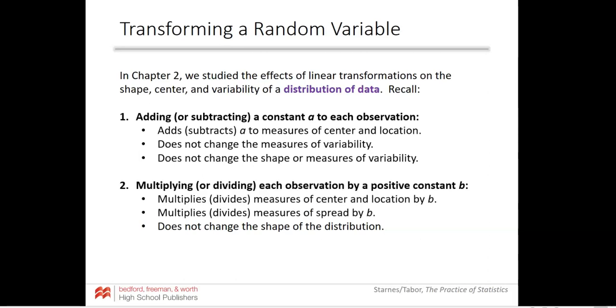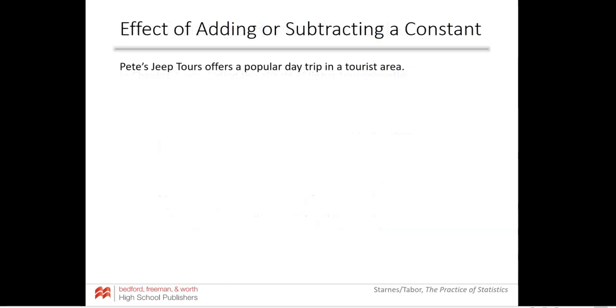Multiplying or dividing by a positive number does change both the center and the spread, but does not change the shape. If you just look at that screen, that's stuff we've already learned that will help you hugely. It's just a slightly different setting, but those principles are still basically true. So we're talking about random variables here.